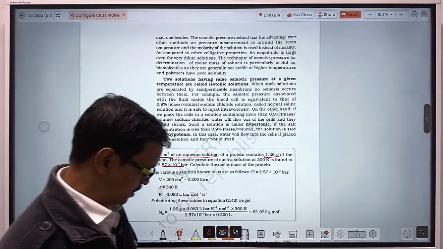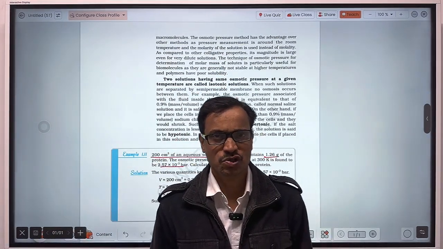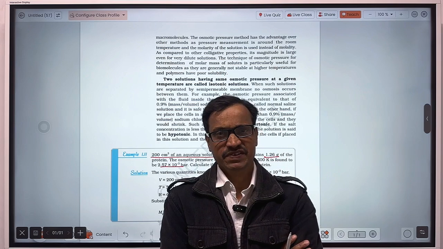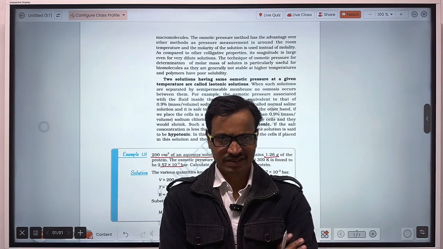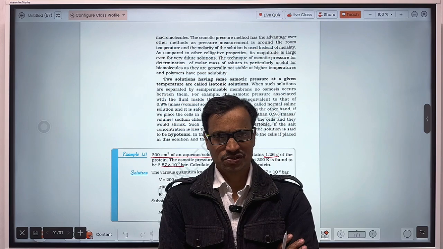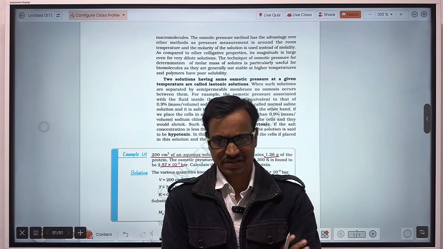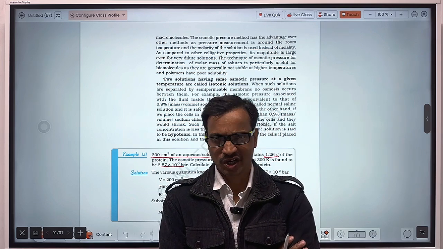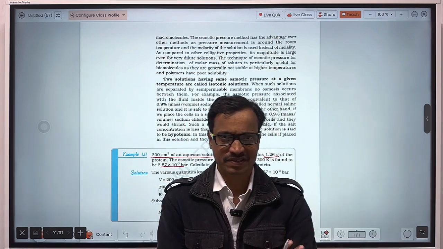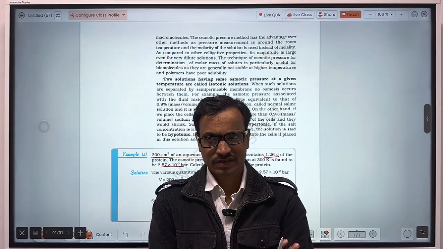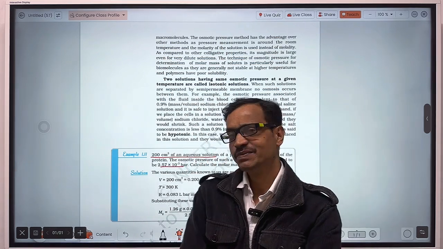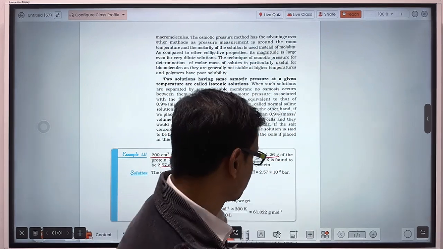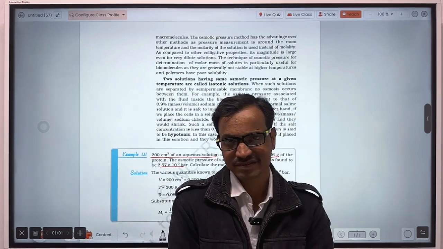Very simple it is. Guys, keep one point in your mind: among all four colligative properties, that is relative lowering of vapor pressure, elevation in boiling point, depression in freezing point, and osmosis, the osmotic pressure is used to determine the molar mass of a polymer, because at lower temperature the values of elevation in boiling point or depression in freezing point will be very small, but the value of osmotic pressure you can measure.